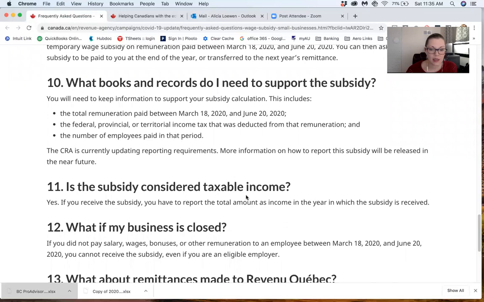Oh, this one was interesting. Is the subsidy considered taxable income? Yes. I'm surprised by that, because oftentimes government support programs are not considered taxable income. So this is saying, yes, it is. If you receive the subsidy, you have to include it as income in the year for your corporation.